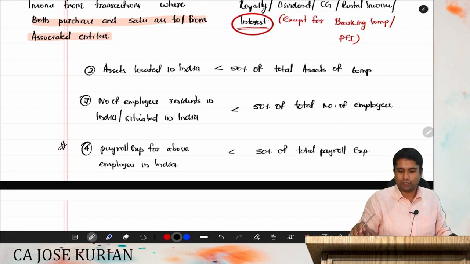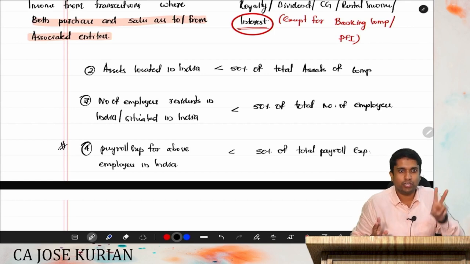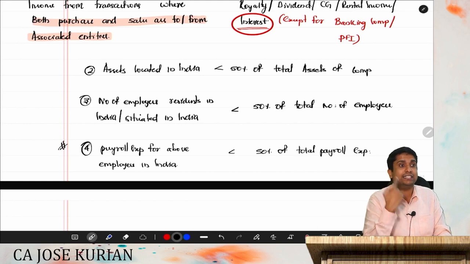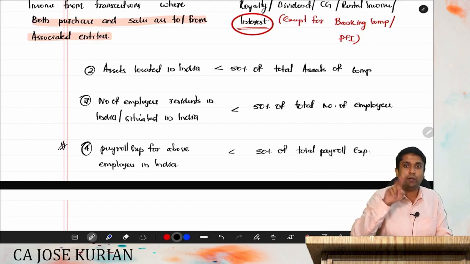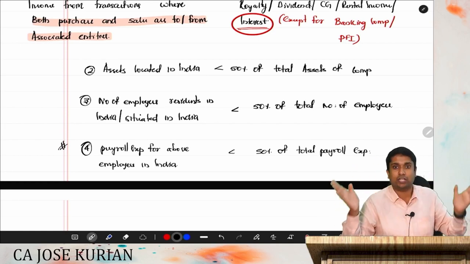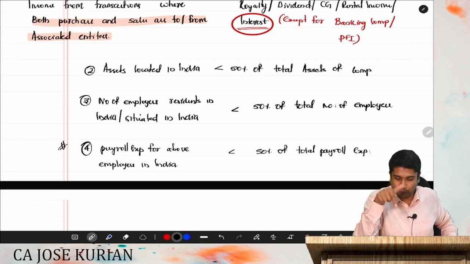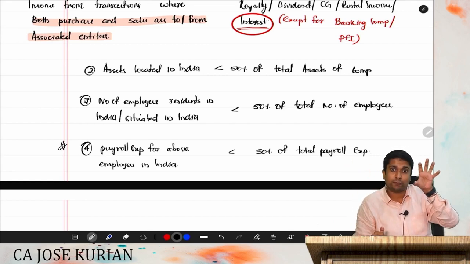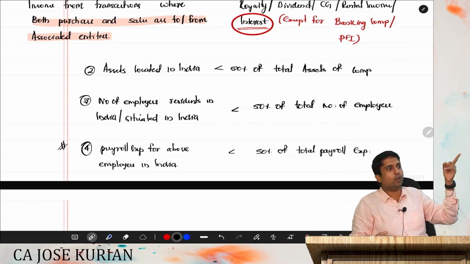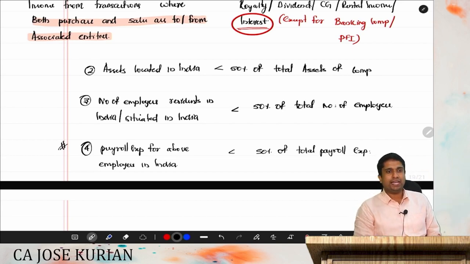Say for example, your company has 10 employees. 8 employees are outside India, only 2 employees are situated in India. Are you all with me? But those 2 employees are getting the majority of the salary. Say the 2 employees are the CFO and the managing director, then they will get the majority salary compared to your total payroll. Then the department will not say your active business is outside India. That's what the fourth point is. Your majority payroll expenses also should be outside India. Payroll expenses for those employees who are situated in India should be less than 50% of your total payroll expenses.